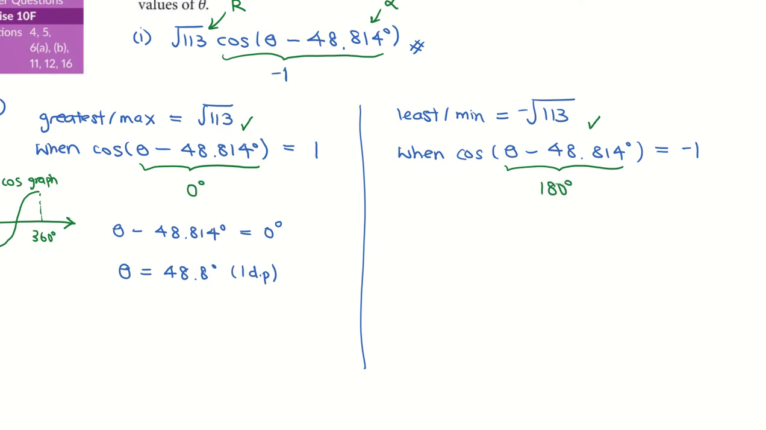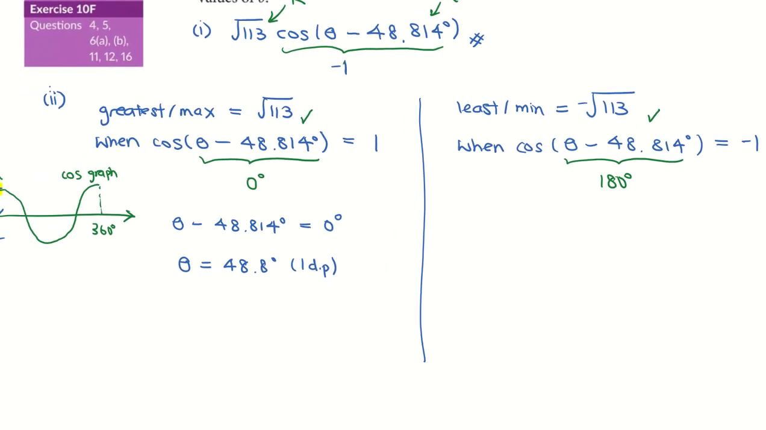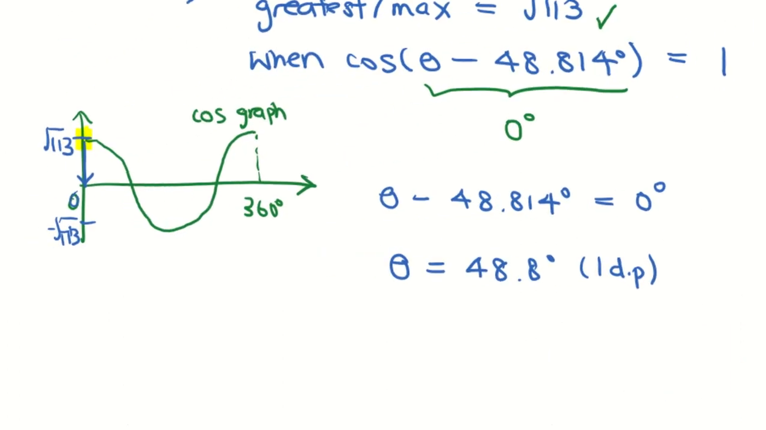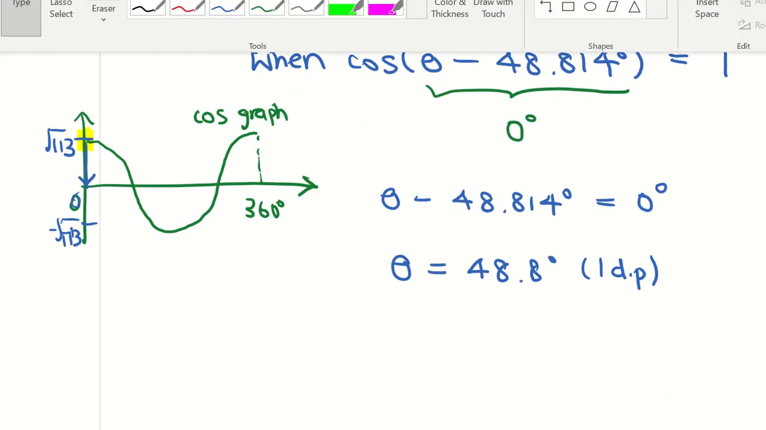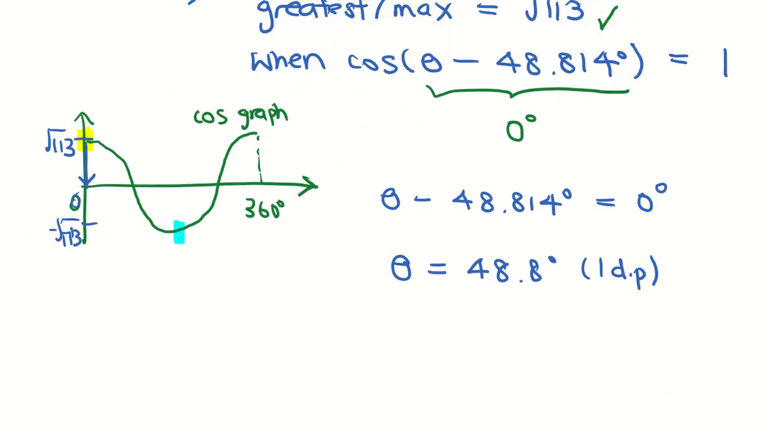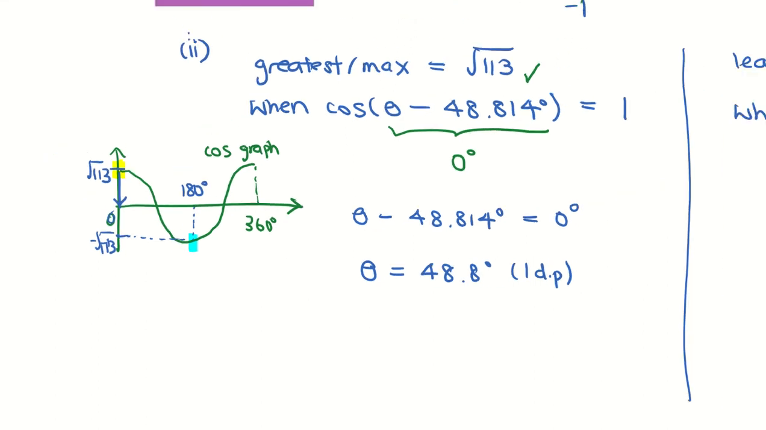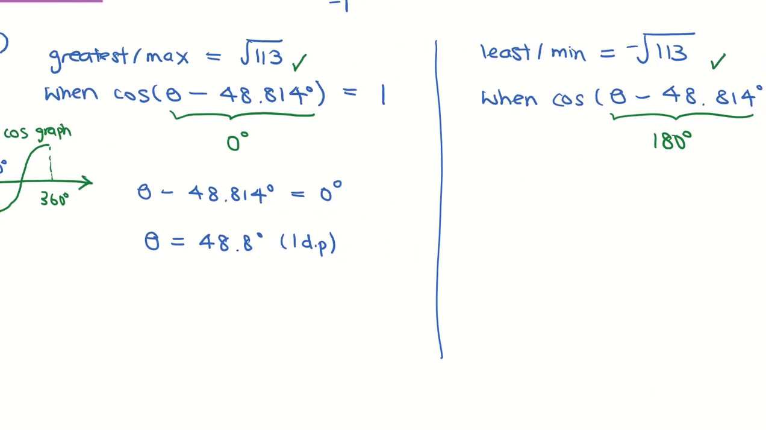180. You can check your calculator. Cosine 180 degrees is negative 1. Let's say if you don't remember what to do, look at the graph. When is it minimum? Let's look at the minimum point. This happens when it's negative root 113. But what is the corresponding angle? It is halfway of 360, between 0 and 360, 180 degrees. So this is how I get 180 degrees.